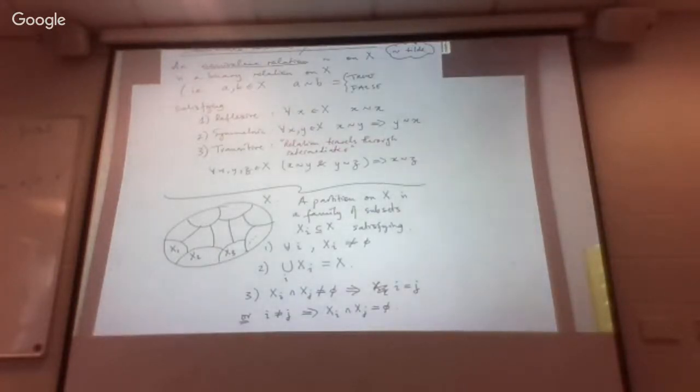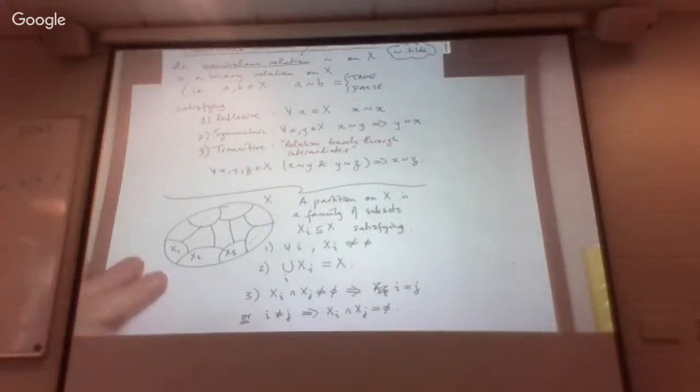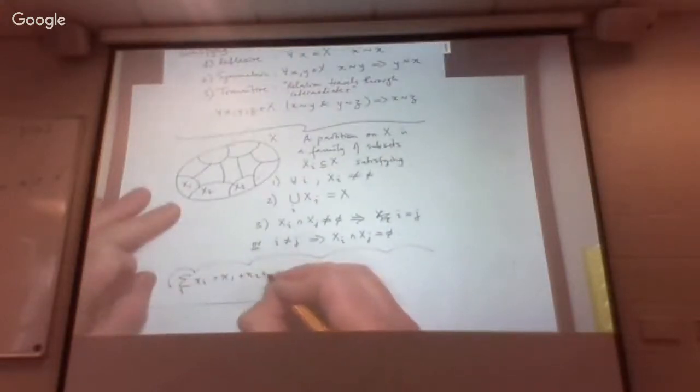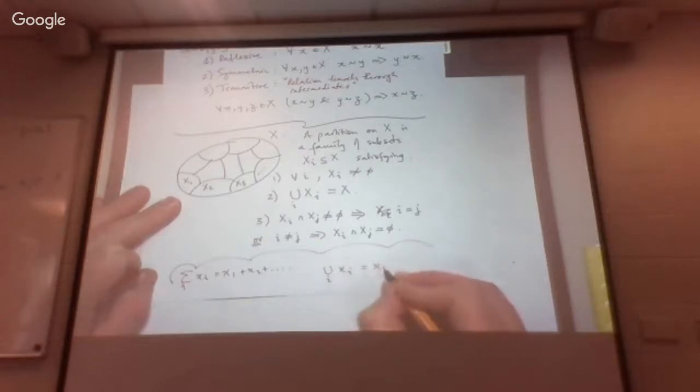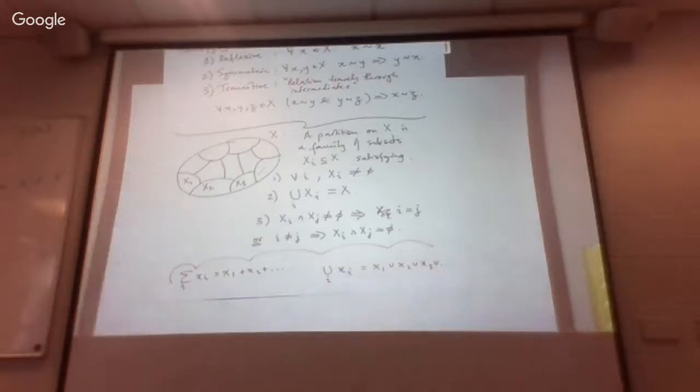A question about the union. In the same way that we write the sum of xi is equal to x1 plus x2 plus etc., in the same way, the union of a collection like that means x1 union x2 union x3, using the large union operator. Okay.